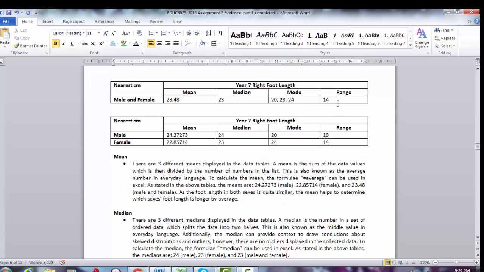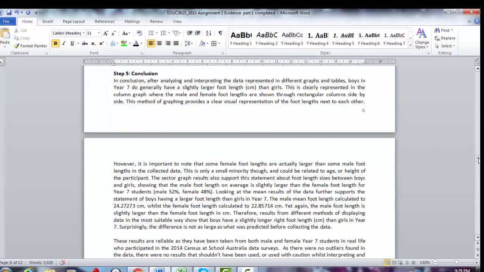As these ranges are relatively small, the data can be easily displayed on graphs and does not need to be grouped in order to display the data clearly. Evidently, the range identifies the spread of the data to be small. Then we'll go down to the conclusion.